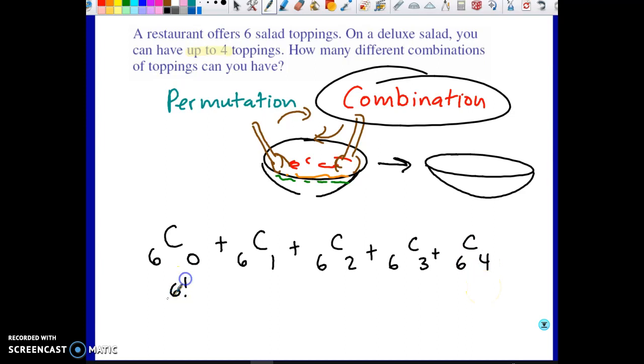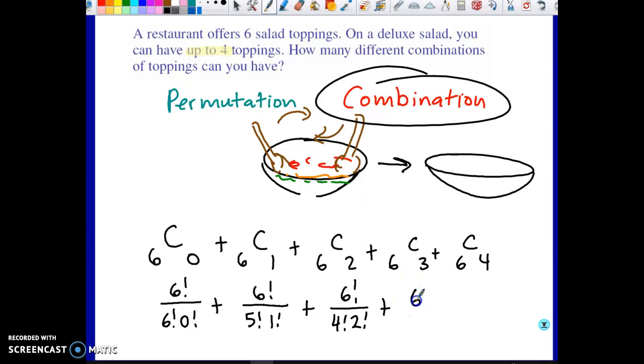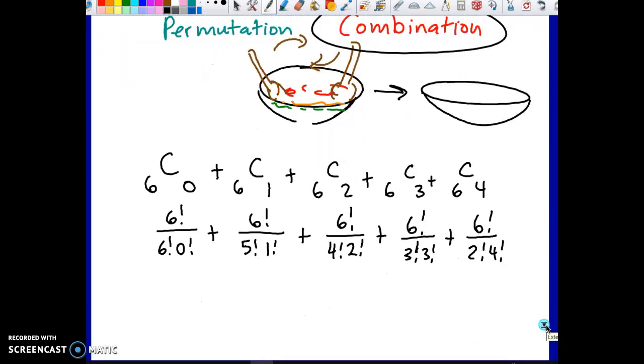So I could have 6 factorial over 6 factorial, 0 factorial, plus 6 factorial over 5 factorial, 1 factorial, and so on. I'm just going to keep writing these down. And of course, to get credit on your exam, you have to do this work that I'm doing right now. You have to show me all the different factorial notation situations you'd have to do here. Because if you didn't have a calculator, you'd have to do these by hand. And it is possible, especially with the smaller numbers here, for you to do that. But I'm going to use my calculator to assist me just for the sake of time.